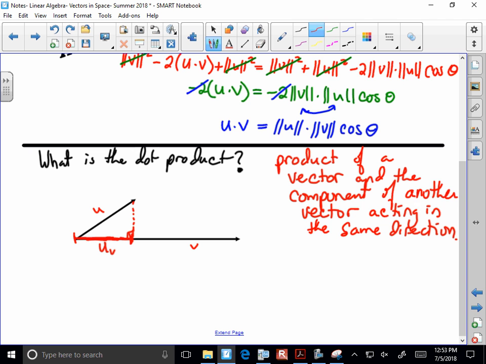Right, so it's not a rotation of vector u. Okay? That's a common misconception. It's like, if I just rotate this vector down and just kind of smush it onto vector v, then that would be the part that's getting multiplied. Well, I mean, you could try that. It's not going to work.